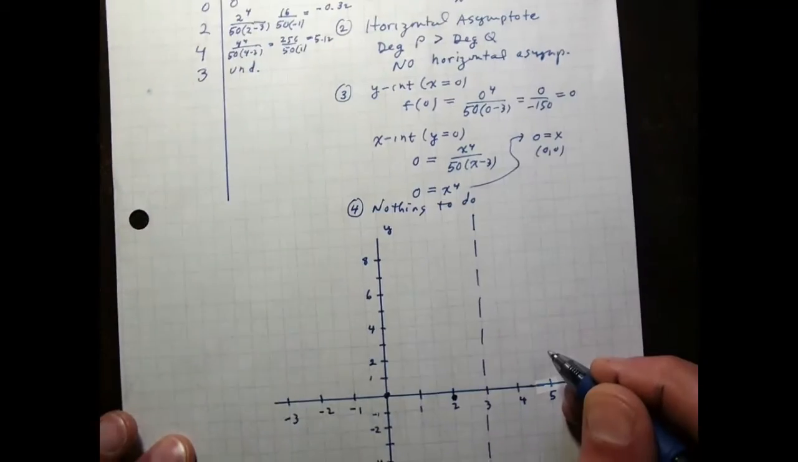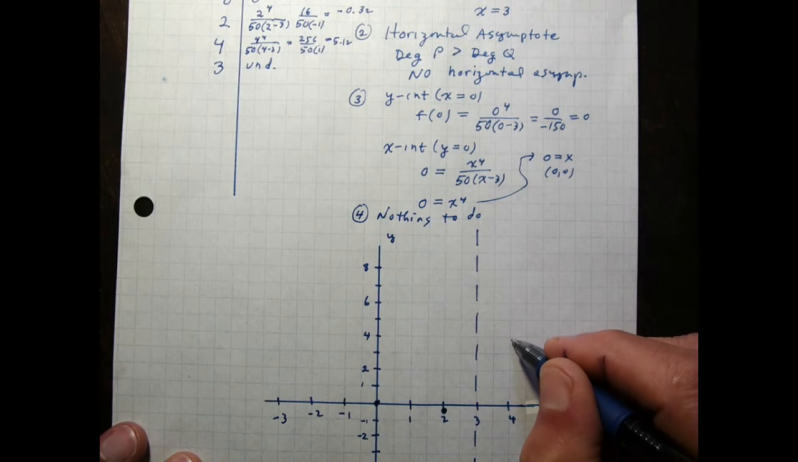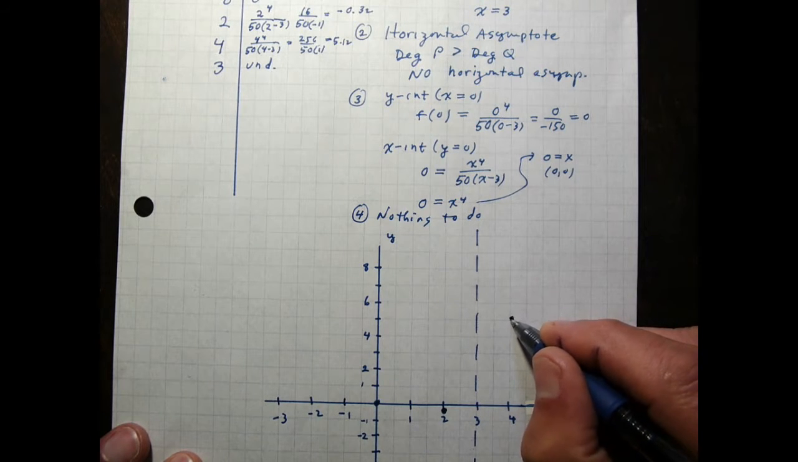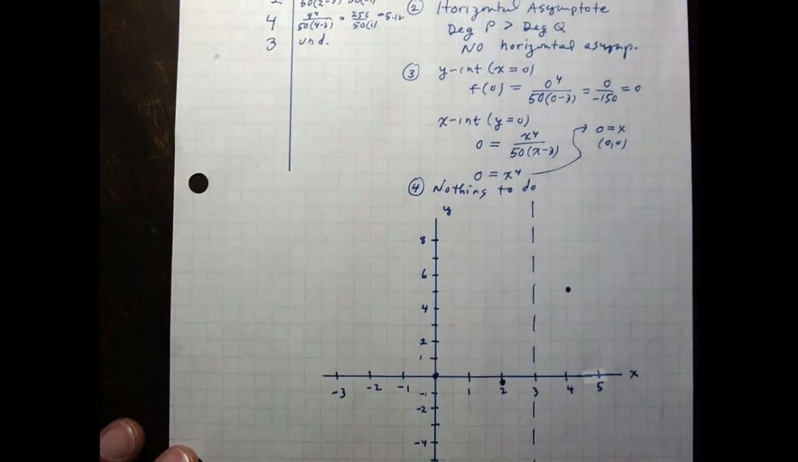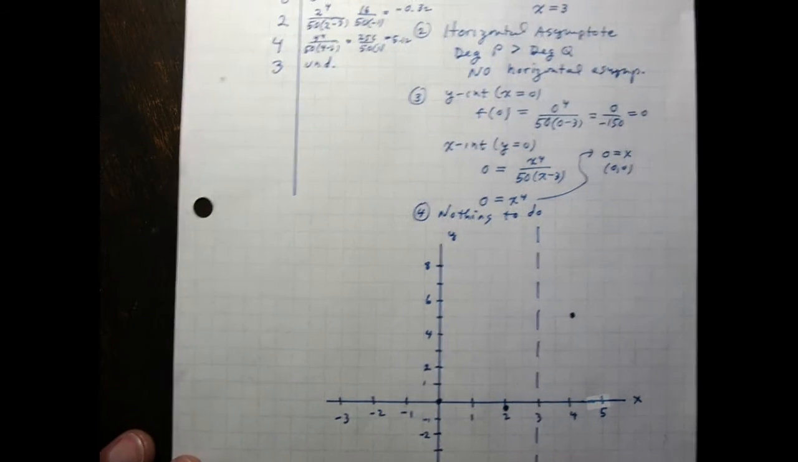Okay, so at 4, I have 5.12. So 4, 5, there's 5.12, just slightly above that. Now, I would say I still don't have much of an idea of what's going on from this. So what would I do?